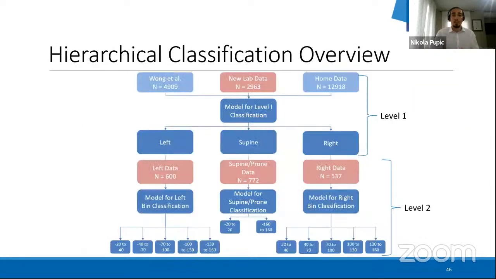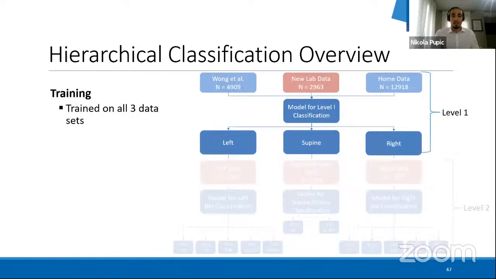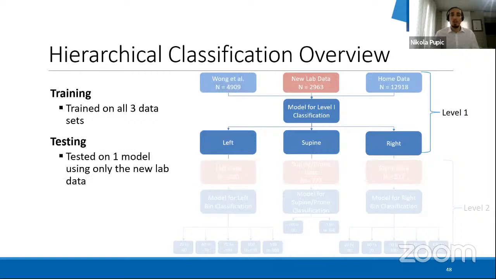And to see how the data was used, we'll look at an example of the two-part hierarchical classification approach for the 30-degree bin size. So level 1 of the hierarchical classification will be trained on all three datasets and tested on one model using only new lab data. As mentioned before, because we're using old data that does not have associated IMU ground truth labels, we can only classify a position as supine, right, or left.